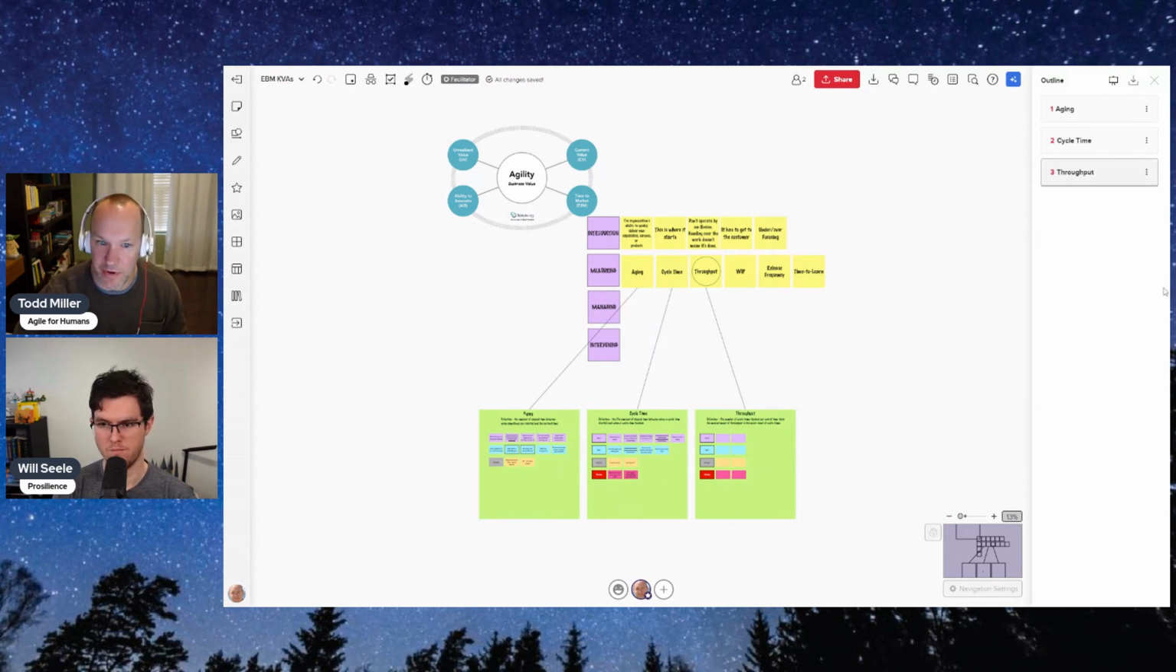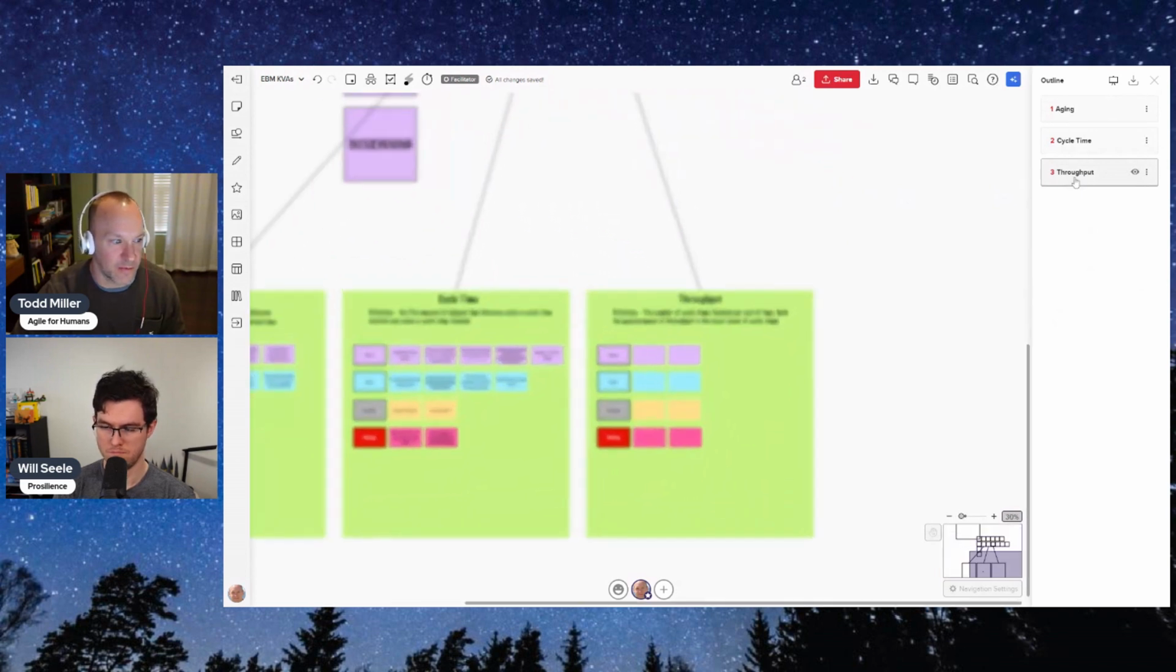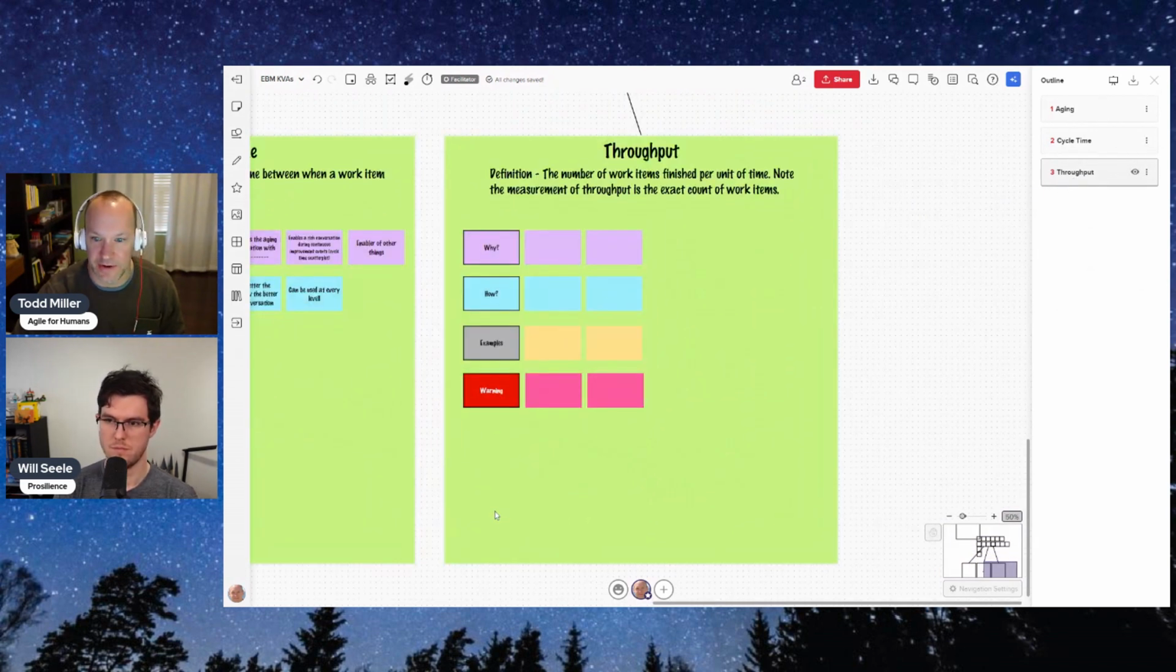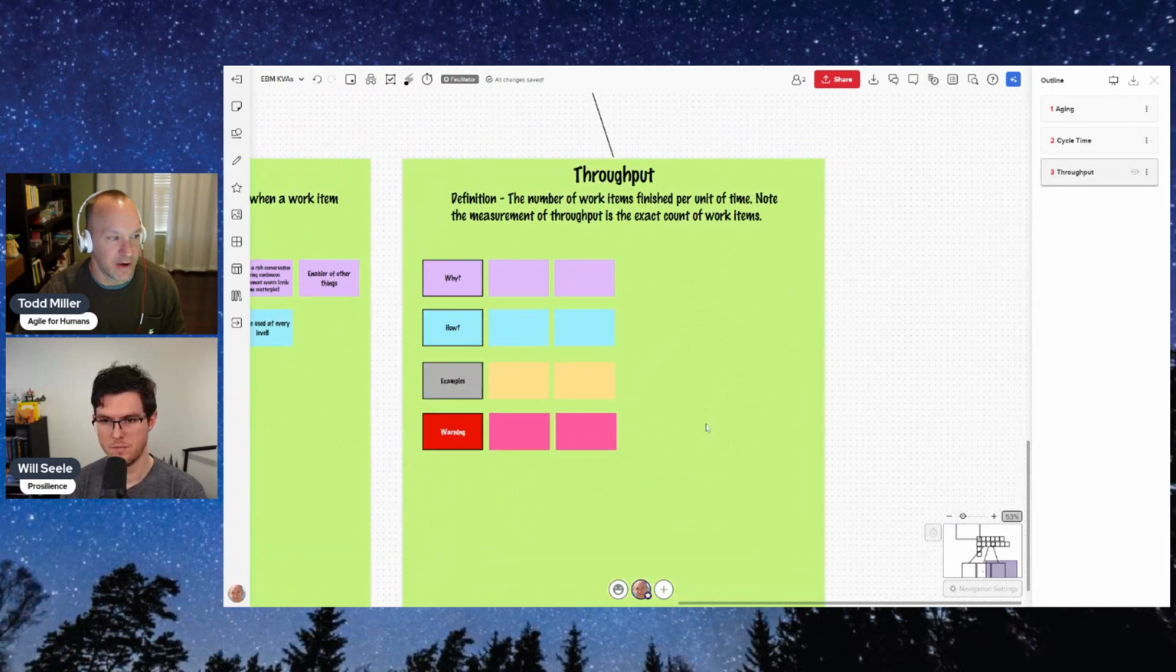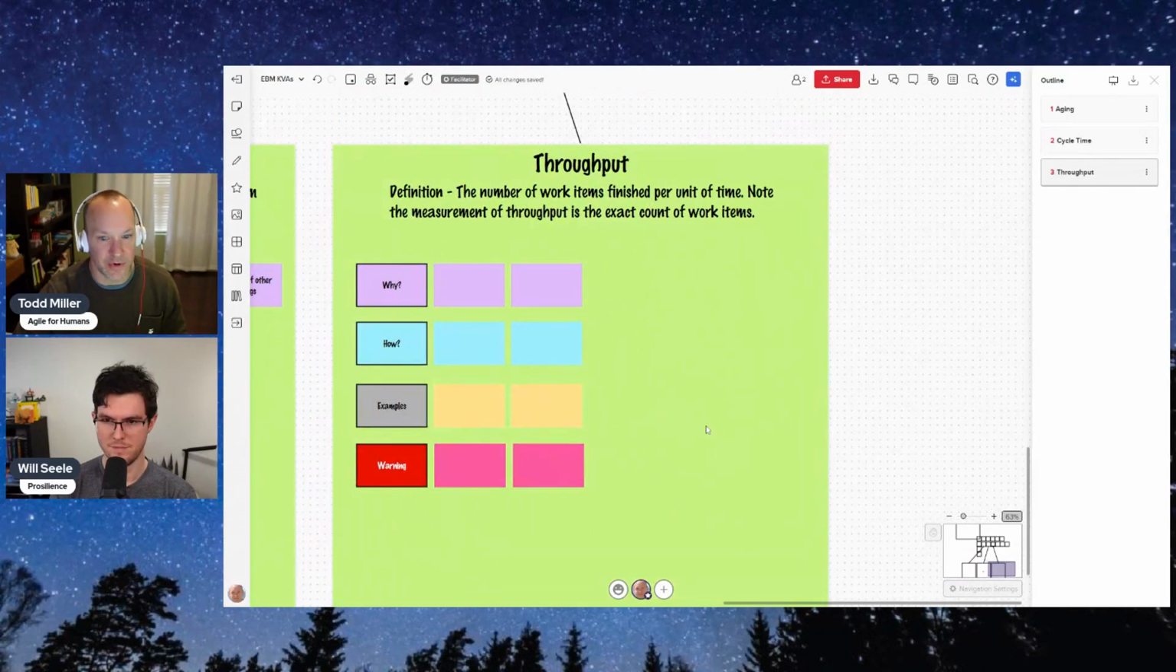So I'm going to hop right back in and zero us on this board. Throughput, Will. We have 4 categories now after my riffing us into a warning area, which I think throughput really has some. But throughput: why, how, examples, and warnings. What do you think here? Should we define it first, Will?